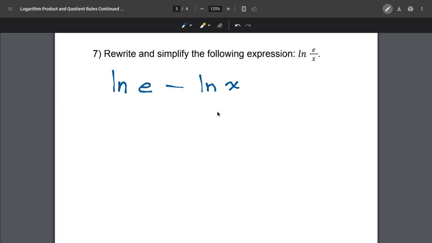Well, if you know the logarithm property, the natural logarithm has a log with the base e. So we're essentially asking e to what power would equal e? Well, e to the first power equals e, so natural logarithm of e is just 1. We don't know what x is, so we just leave it as 1 minus the natural logarithm of x.